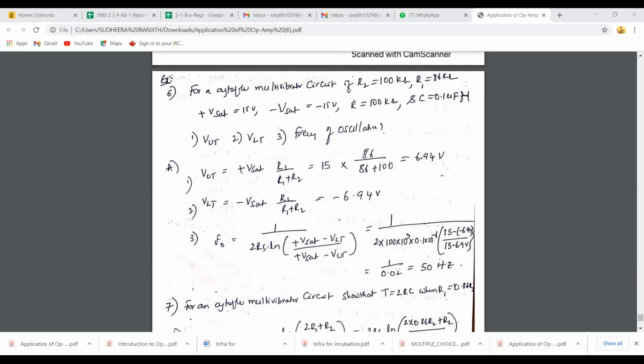So 1 by 2. What is the R resistance value? 100 kilo ohms. What is C? 0.1 microfarad, 10 power minus 6. What is plus VSAT? 15. What is VLT? Minus 6.94. So 15 minus of minus 6.94. So 1 by 0.02 comes, 50 hertz.